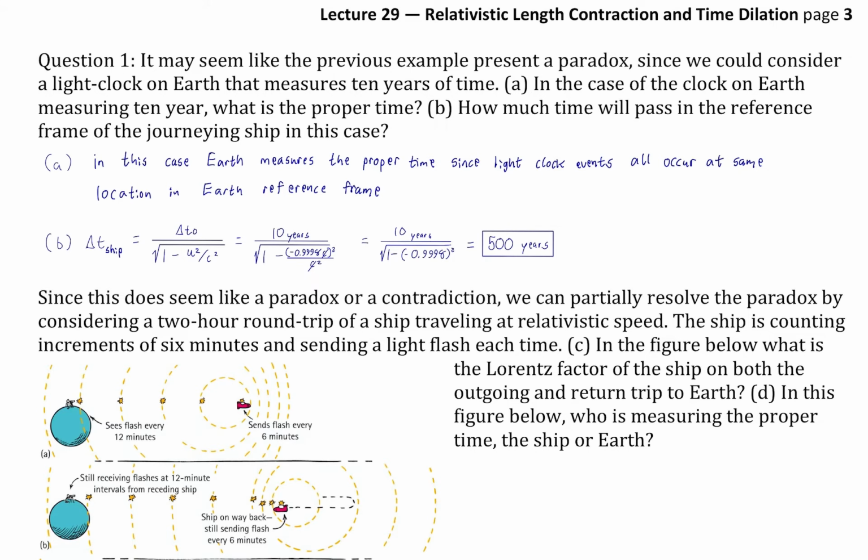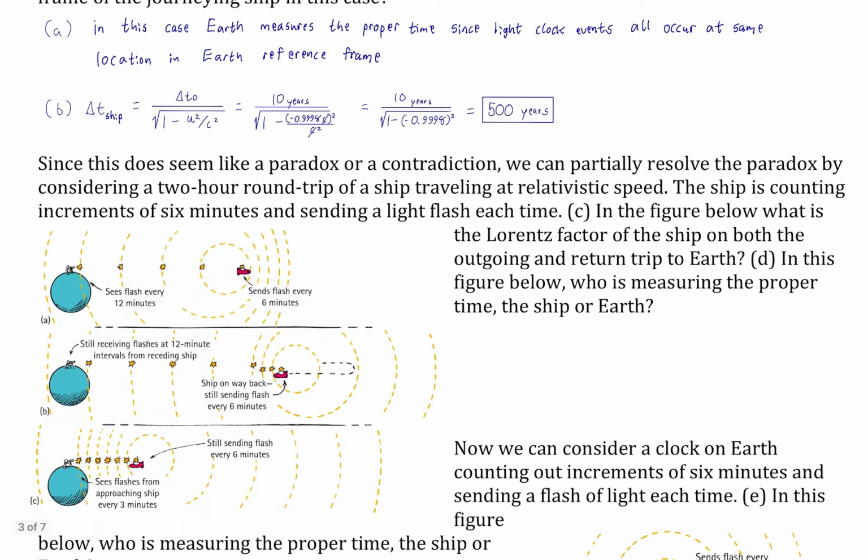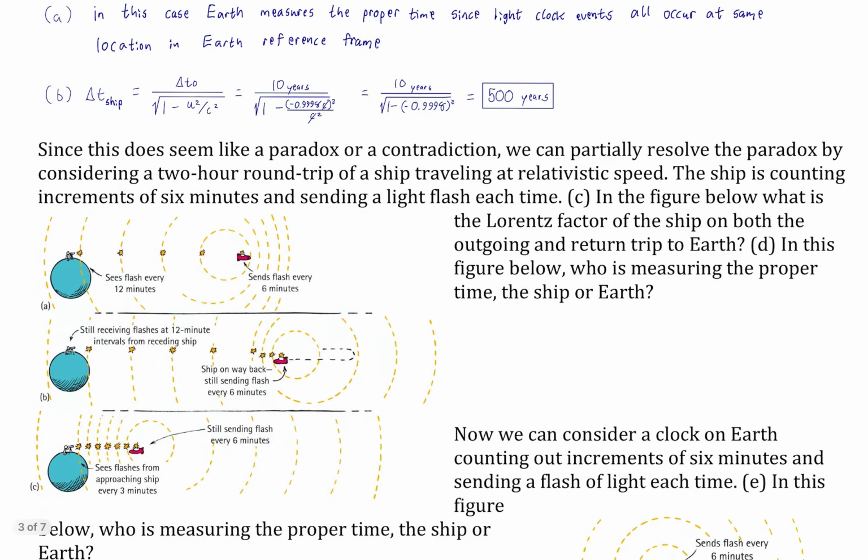Okay, so let's see. Since this does seem like a paradox or a contradiction, we can partially resolve the paradox by considering a 2-hour round trip of a ship traveling at relative speed. I'll talk about why this is a bit of a partial resolution in just a moment. The ship is counting increments of 6 minutes and sending a light flash each time. So we're not considering 10 years this time. We'll consider a shorter amount of time in order to make our argument here.